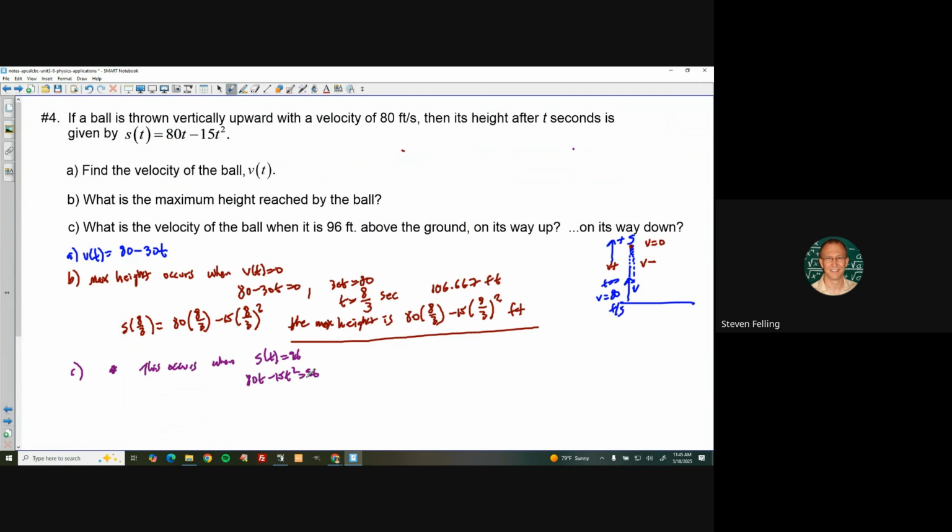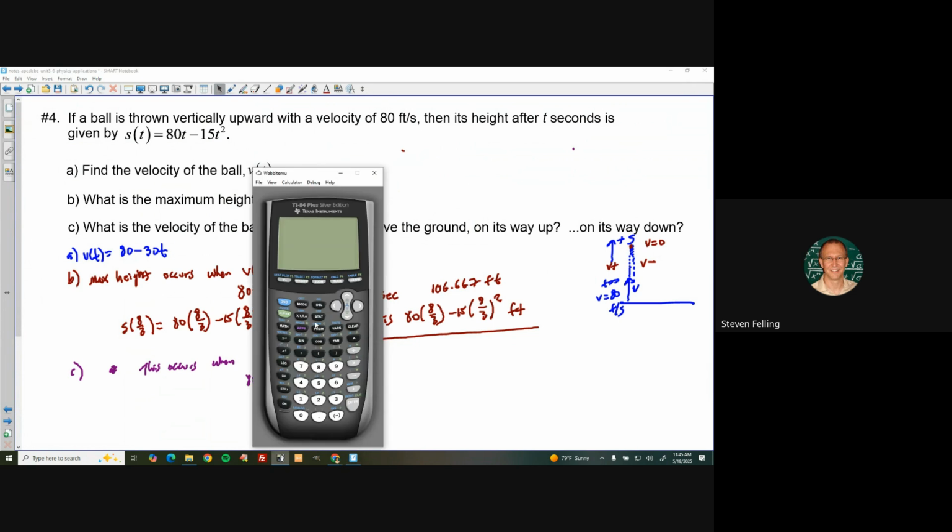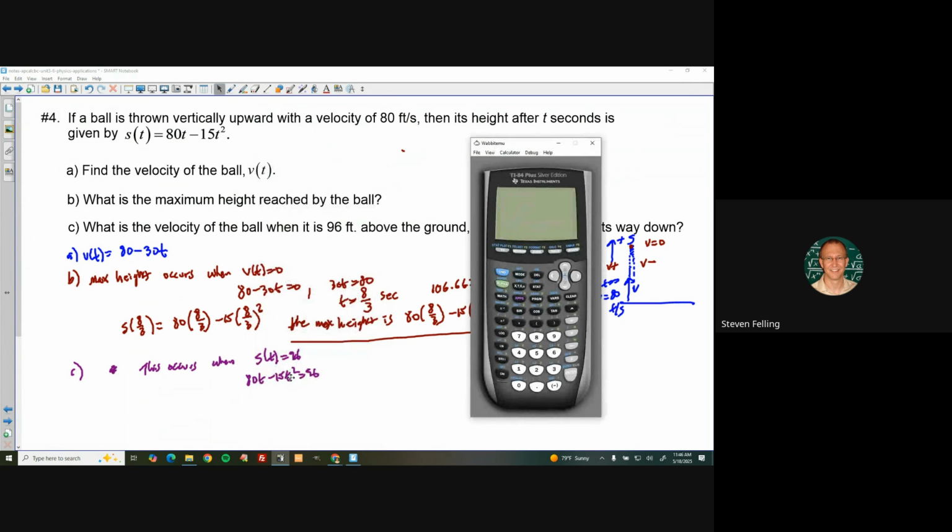That's a quadratic. If we run the non-calculator part of the test, we can solve it with the quadratic formula. But presumably this would be on the calculator part of the test, so we can enter it this way. Let me show you how you can solve this equation. I'm going to plug in the left side of this equation as y1, so that is 80 times the variable t minus 15 times variable t squared. And then for y2 I'm going to put 96. And I'm going to graph both of these.